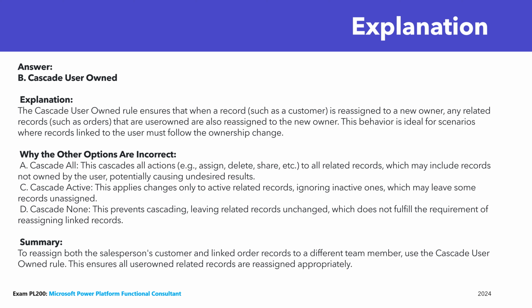D. Cascade none. This prevents cascading, leaving related records with the previous owner, which does not fulfill the requirement to reassign all linked records. Summary: to reassign the salesperson's customer and linked order records to a new team member, use the Cascade user-owned rule.